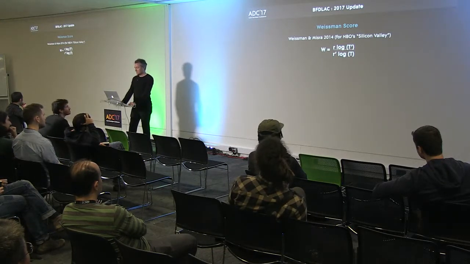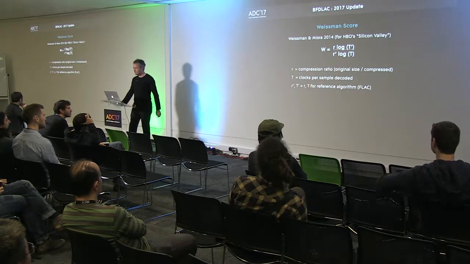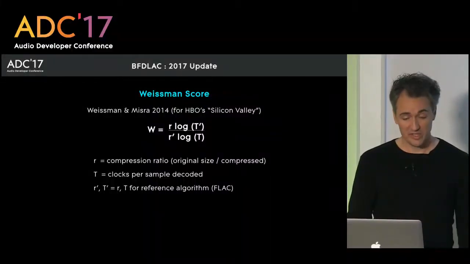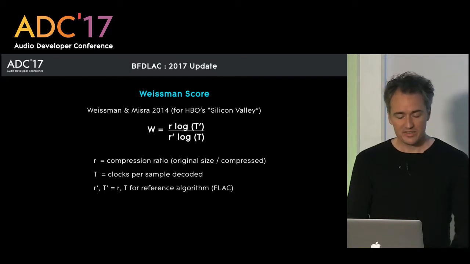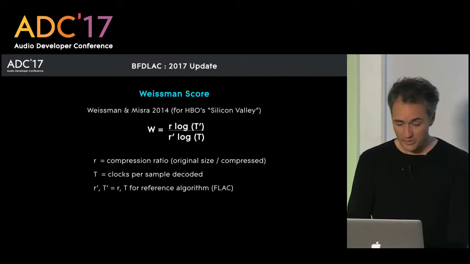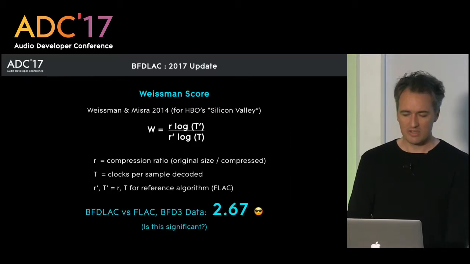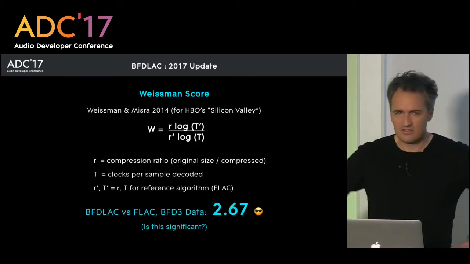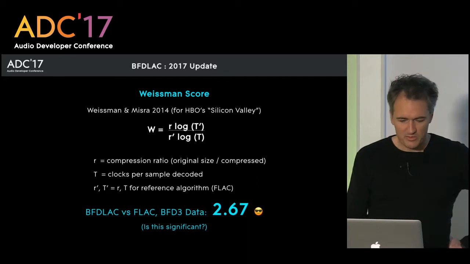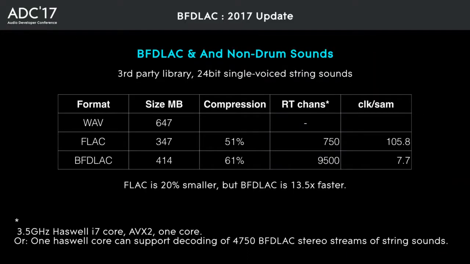So here we have R is the compression ratio, the original size over compressed. T is the clocks per sample decoded. R dash and T dash for our reference algorithm, which is FLAC. And what do we get for BFD? We get this magic number 2.67, which sounds fantastic. If only Weissman had any meaning in the real world, but there we go.